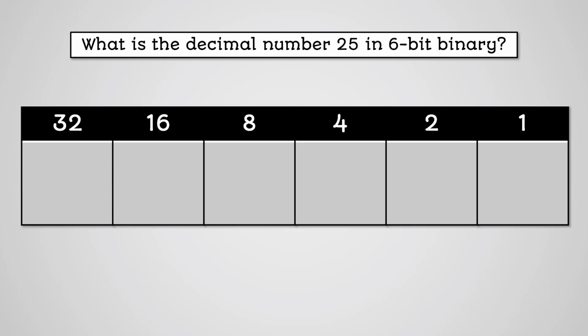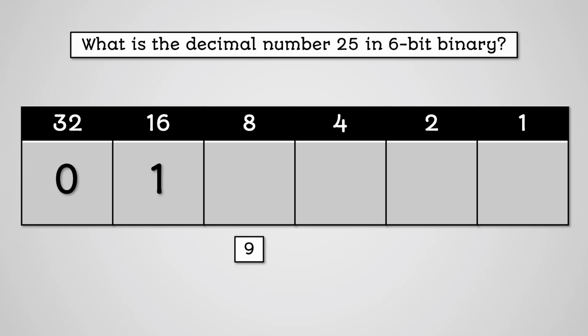Now we'll start with the 32 column, our most significant bit. Can 32 fit into 25? No, so we don't have any of these, so we put a 0 in the 32 column. Move on to the 16 column. Can 16 fit into 25? Yes, so we have one of these, so we put 1 in the 16 column. At this point, we need to take the 16 away from 25, which leaves us with 9.